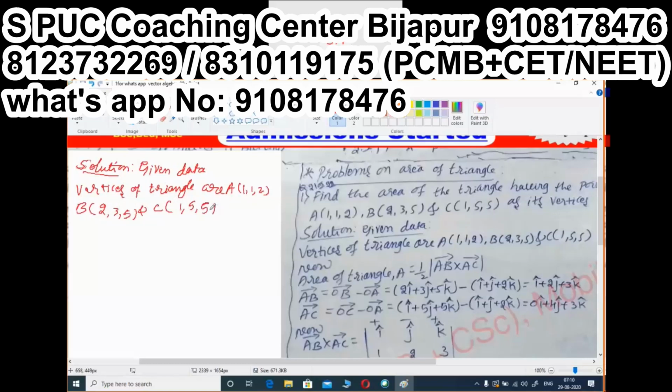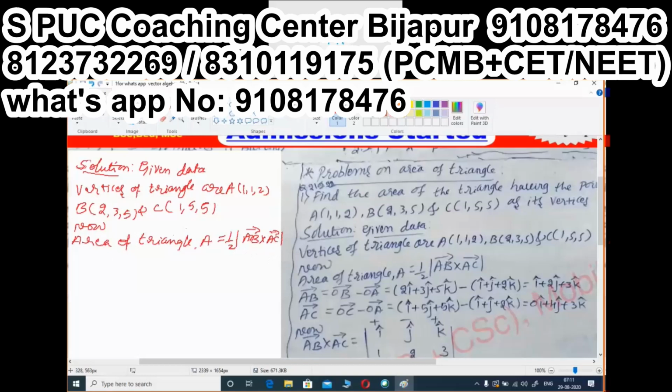Okay, so now you can find out the area of a triangle by making use of these vertices. Let us consider now area of triangle. First you can write the formula for that. Area of triangle A is equal to 1 by 2 modulus of AB vector cross AC vector.